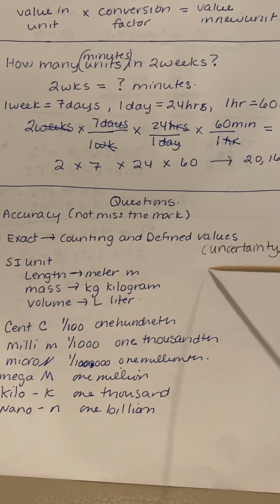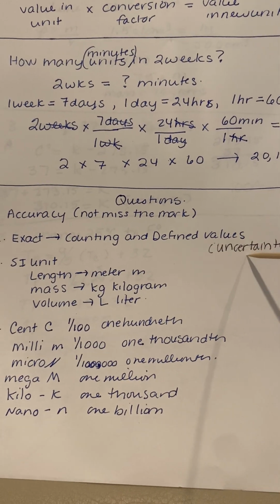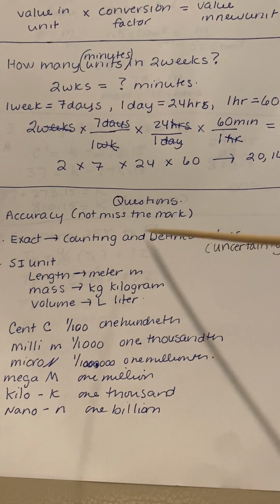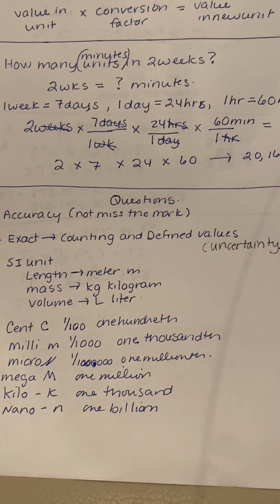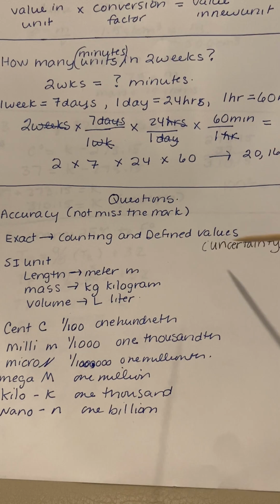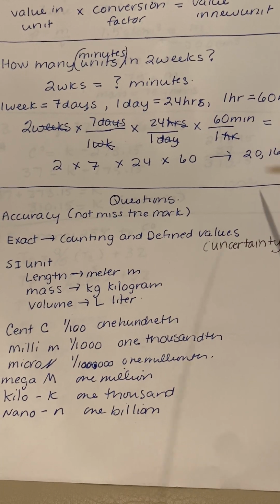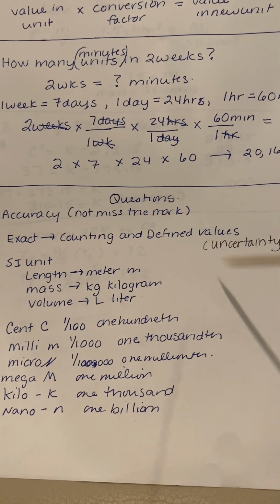Number 2 talks about uncertainty. The only way you can be certain is if you're, number 1, counting. So you're counting like 1, 2, 3, 4. Then you can be sure there's that many, right? If you're counting. Or you're multiplying basically, 2 plus 5, that kind of thing.